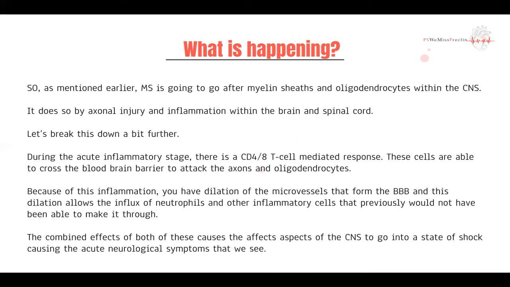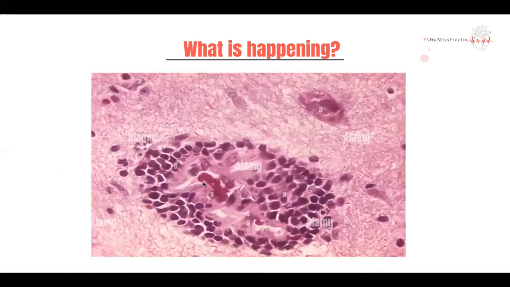The combination of the dilated vessels, the inflammation at the level of the axons, as well as the oligodendrocytes, are going to basically cause your CNS to go into a bit of a state of shock and cause the acute neurological symptoms that we see. And we'll talk about what these symptoms are in a bit.